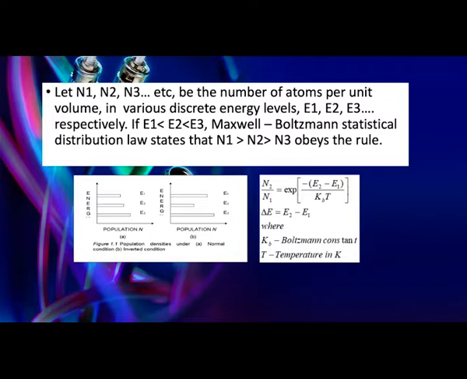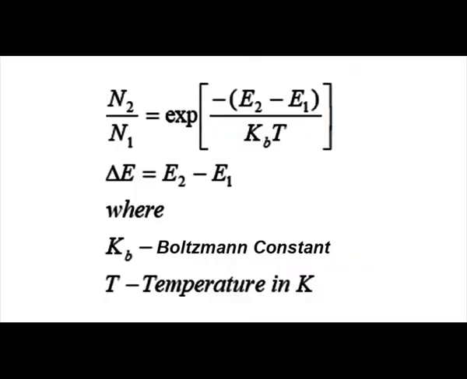This is given by this equation: N2 over N1 is equal to exponential of minus (E2 minus E1) divided by kBT. T is the temperature in Kelvin, kB is the Boltzmann constant, E1 is the lower energy level, and E2 is another, higher energy level. That is all you need to know at this point of time.